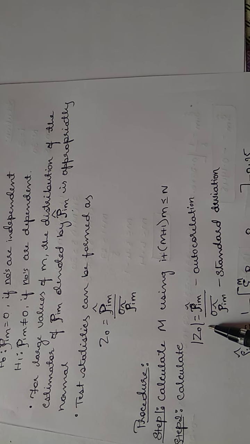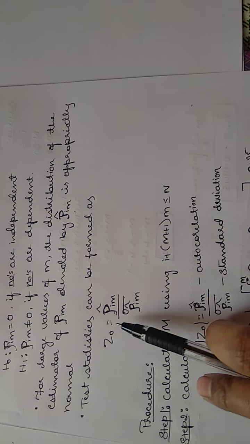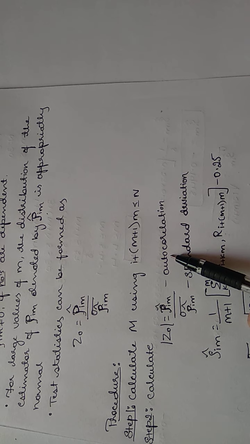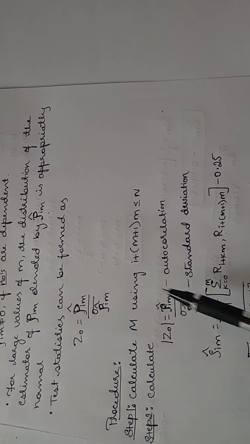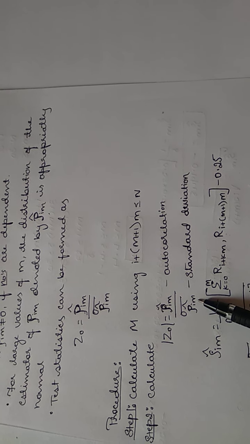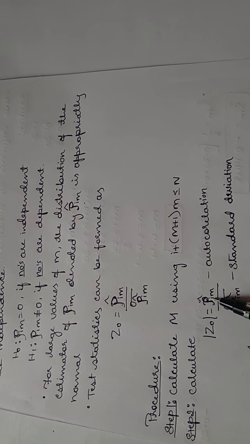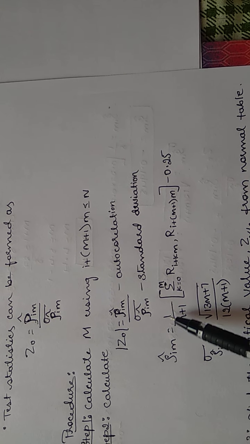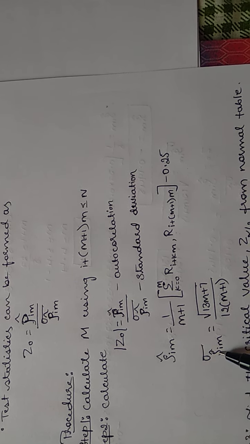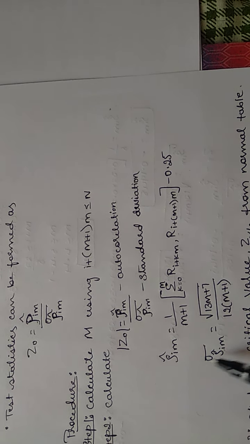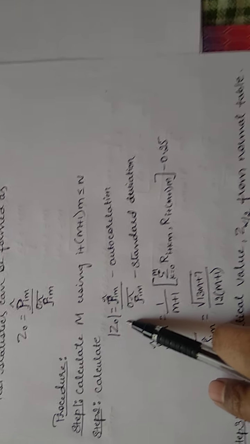Then we have to calculate the modulus of z0. Already we have seen the formula for z0, with rho cap im, the autocorrelation, and sigma of rho cap im, the standard deviation of your autocorrelation. To find z0, first you have to find rho cap im and sigma of rho cap im. Here is the formula for rho cap im, 1 divided by M plus 1, and this is the formula for sigma of rho cap im. If you find these two, then you can go for the modulus of z0.